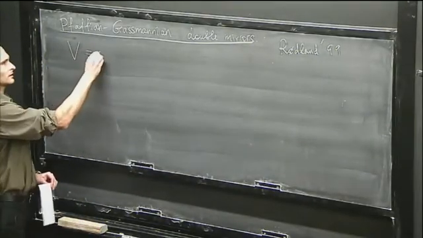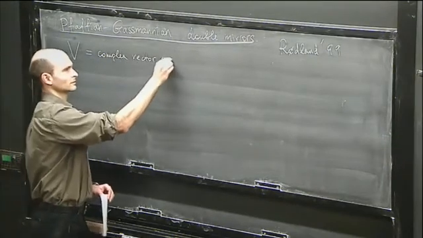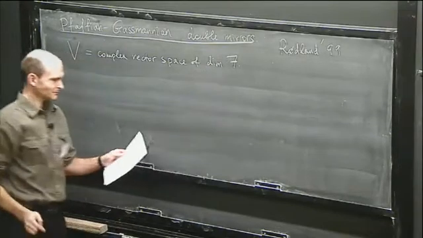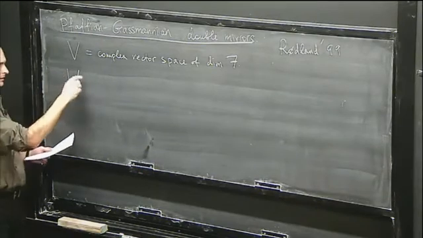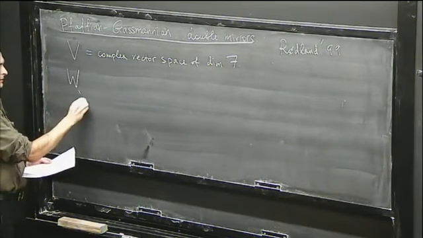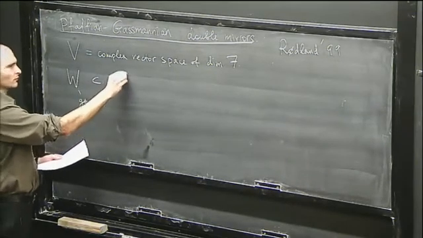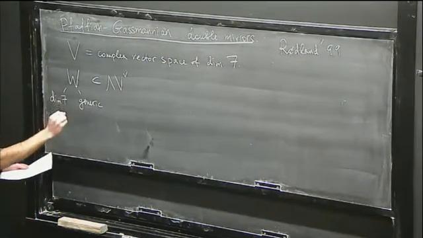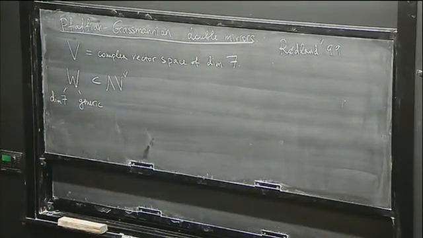You start with a complex vector space V of dimension 7. This is part of the data. Then you pick a generic 7-dimensional subspace W of the space of skew forms on V. Think of it as just picking random 7 by 7 skew symmetric matrices.